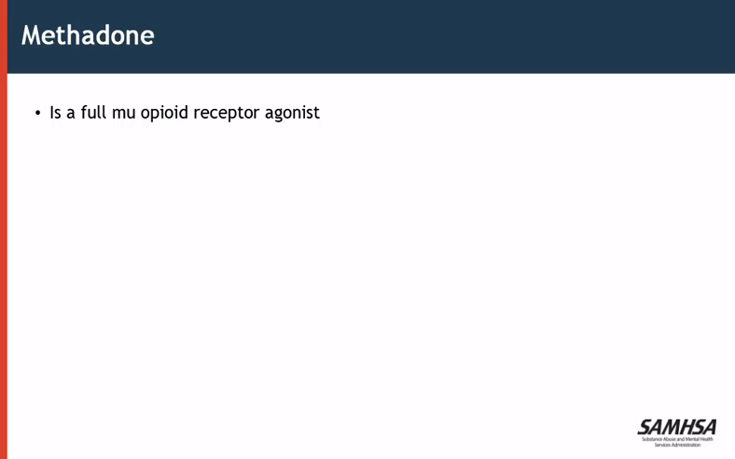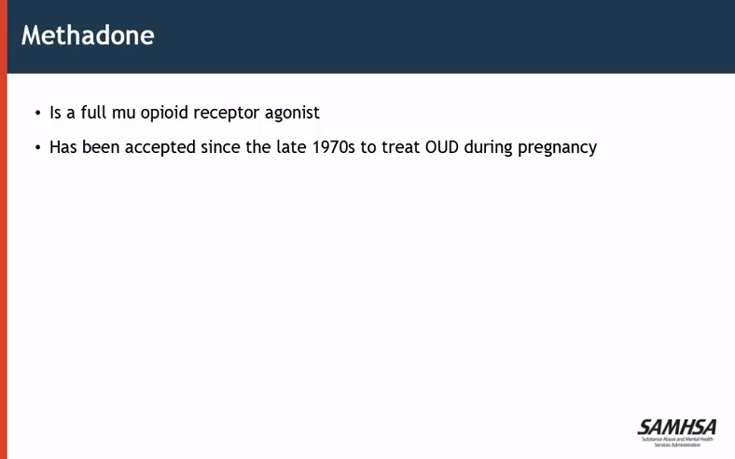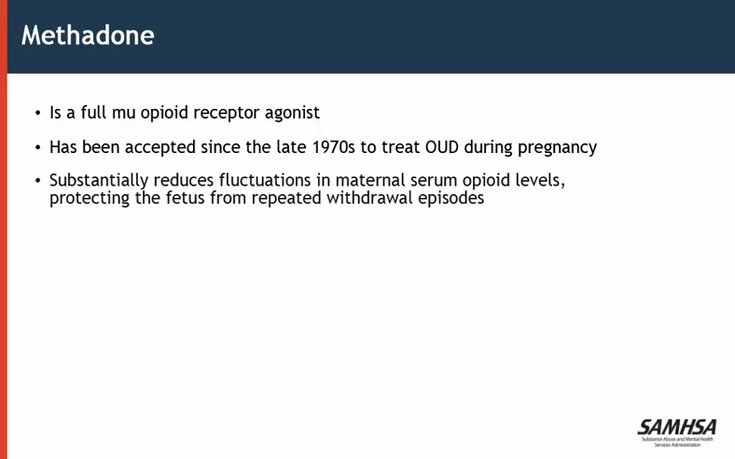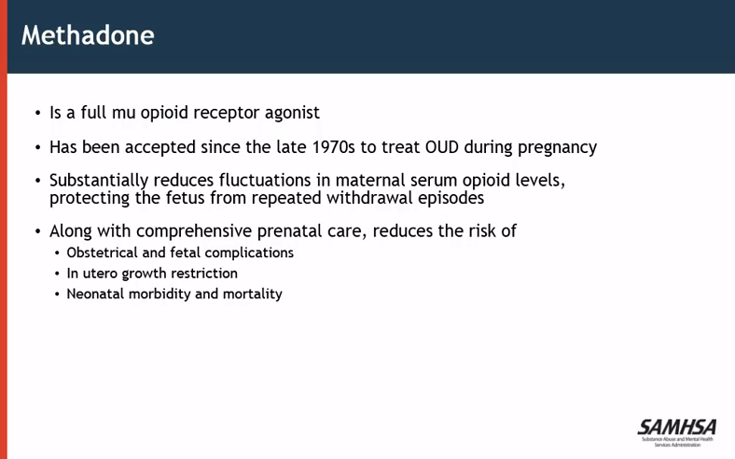Methadone is a full agonist of the mu-opioid receptor. This means there is a linear relationship between the dose and the response. It is extremely well studied in pregnancy and has been the accepted standard of care for pregnant women with OUD since the late 1970s. Methadone is associated with reduced risk of obstetrical and fetal complications, in utero growth restriction, and neonatal morbidity and mortality.